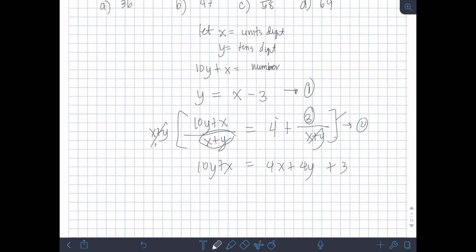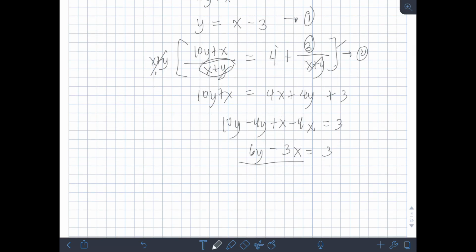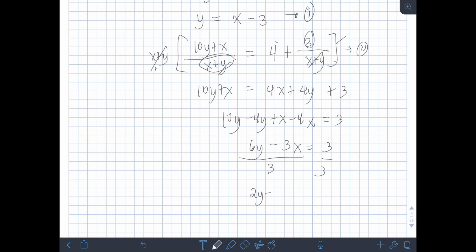Combine similar terms. So, transpose natin dito sa kabila yung y. So, negative 4y. Kasi x, negative 4x equals 3. So, 10y minus 4y is 6y. x minus 4x is negative 3x is equal to 3. So, pwede pa natin i-divide both sides by 3 kasi may GCF sila na 3. So, parang 2y minus x is equal to 1.